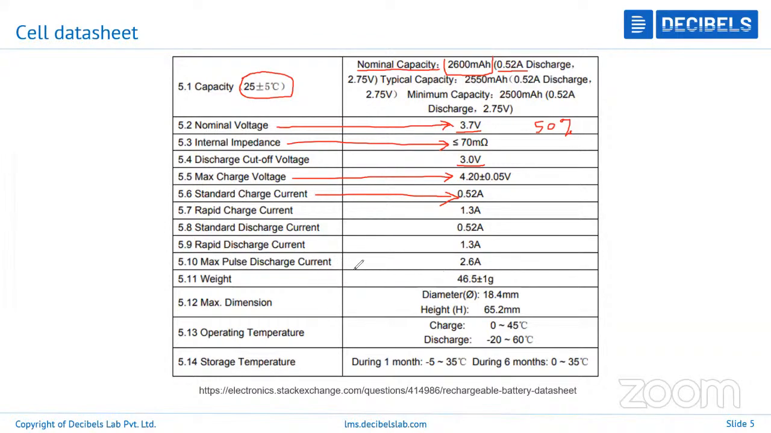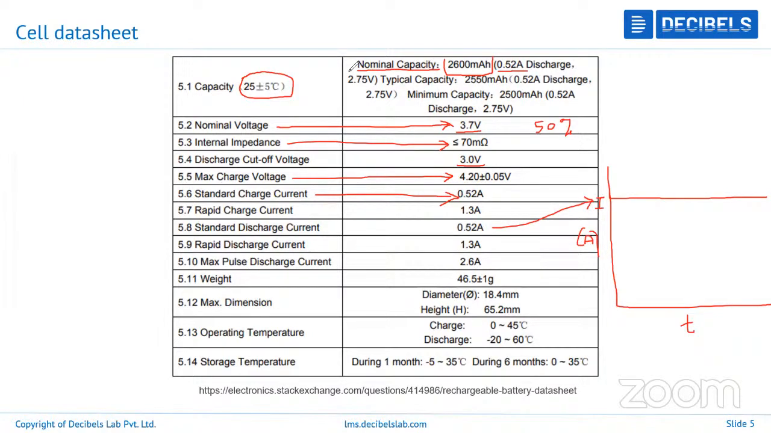And there is one more value that you can see over here. This is called maximum pulse discharge current. So if you were to discharge the particular cell in pulses, instead of drawing continuous current like this is continuous current, let's draw a graph here. So this is current versus time, and this will be in amps. If I were to draw continuously, then this is what we have over here. This is the standard discharge current.